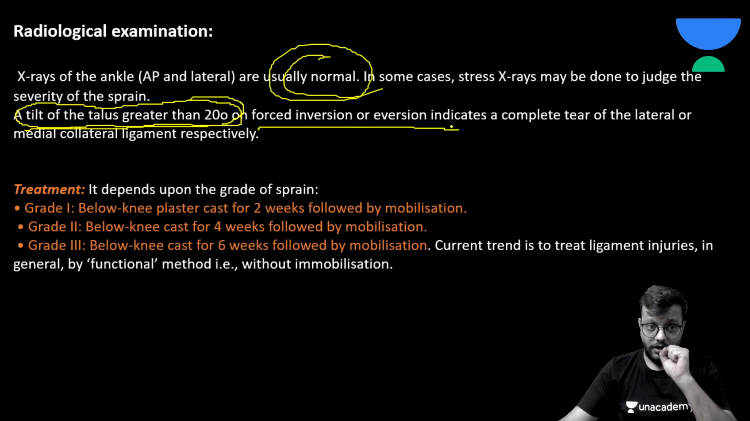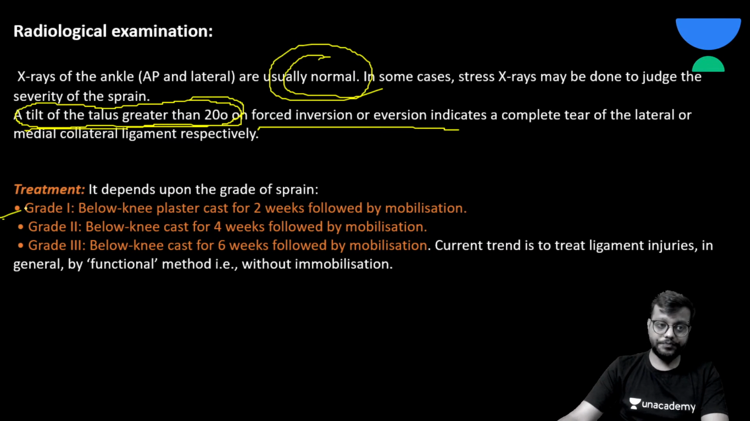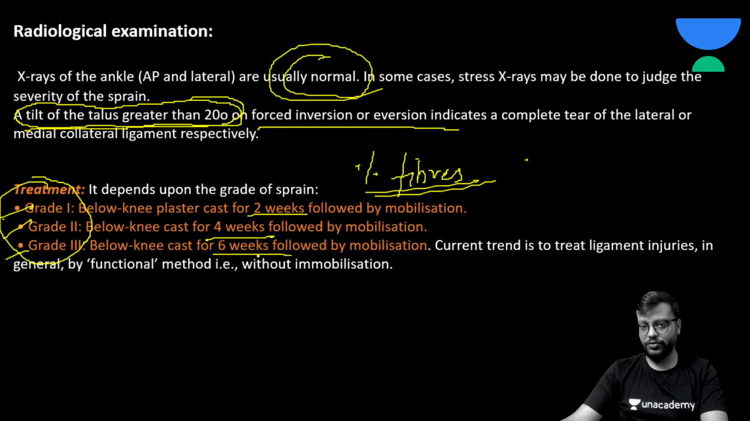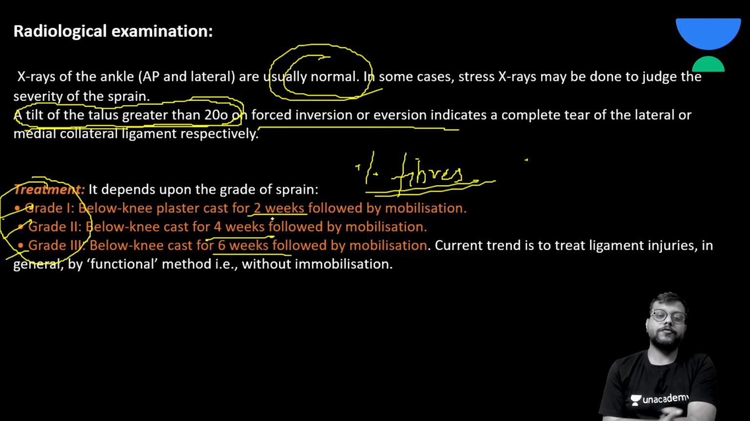So treatment depends on the grade of the ligament injury, and it is on the basis of the percentage of the fibers that are ruptured or injured. Okay, so if it is grade 1 for 2 weeks, grade 2 for 4 weeks, and grade 3 for 6 weeks, not at all a use to you. Okay, just it is for the prof examination देने वाले बच्चों के लिए कि पेज कैसे भरना है.